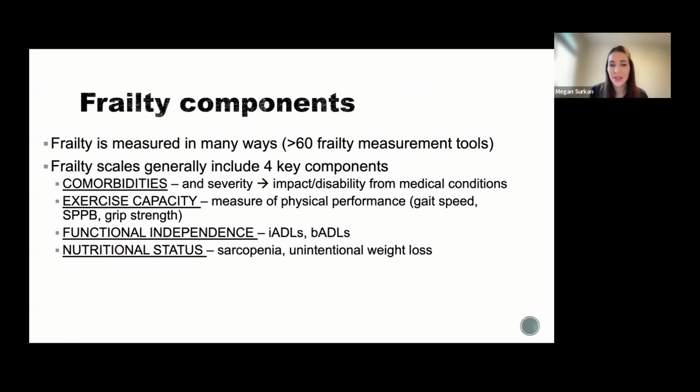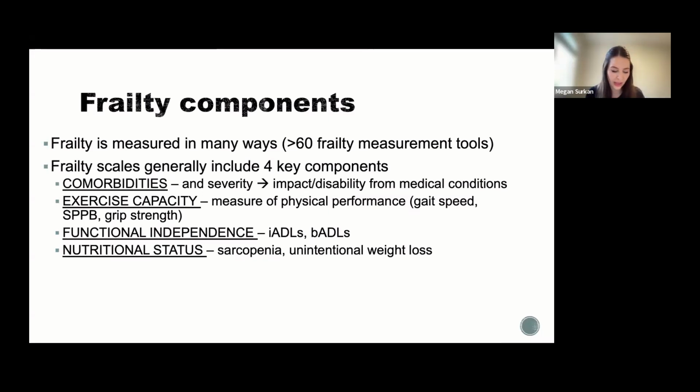Frailty, we'll get into some ways of measuring it that I think helps understand more what it is. But in general, as I said, there's dozens of frailty measurement tools out there. Generally, they incorporate 4 key components, and sometimes not all at once, but these are the 4 areas that frailty looks at. First, accumulation of deficits, so comorbidities and their severity.